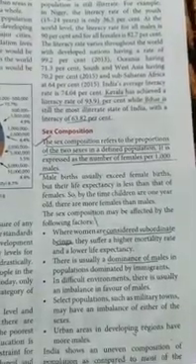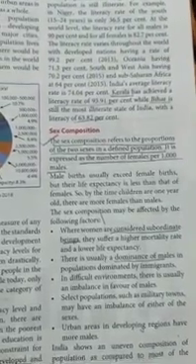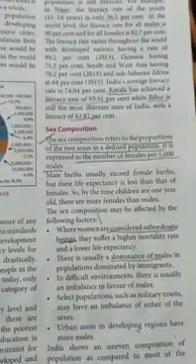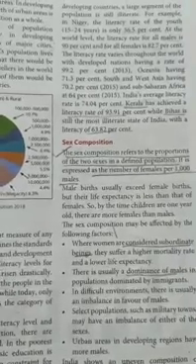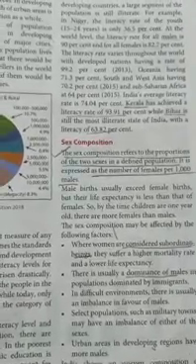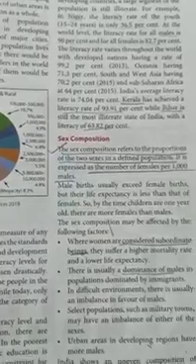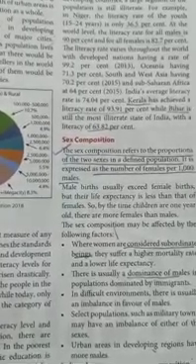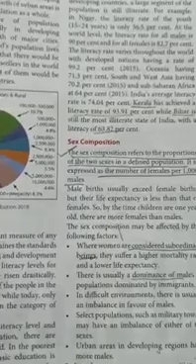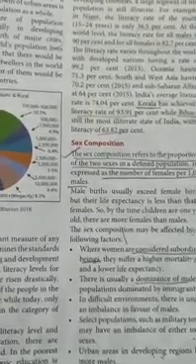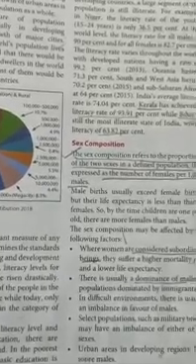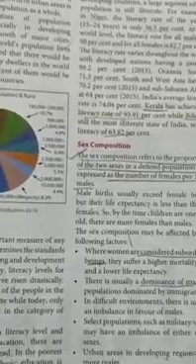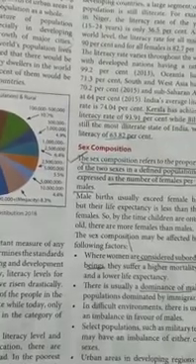Now, sex composition. Sex composition refers to the proportion of the two sexes, that is male and female, in a defined population, and it is expressed as the number of females per 1,000 males. Male births usually exceed female births, but the life expectancy of males is less than that of females. So by the time children are 1 year old, there are more females than males.